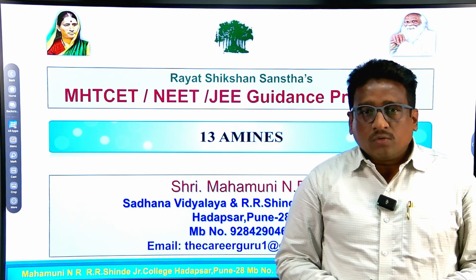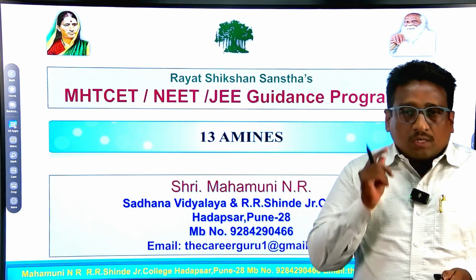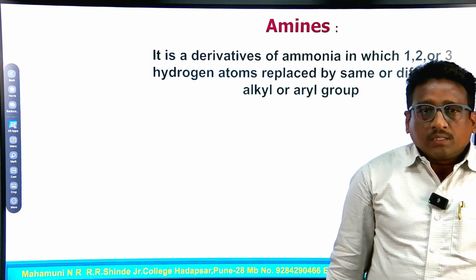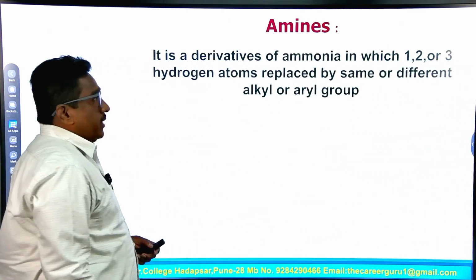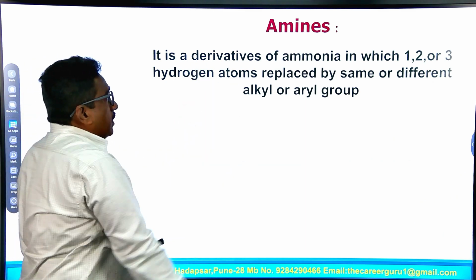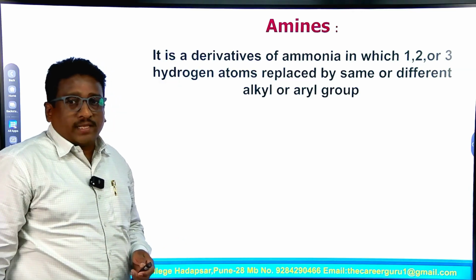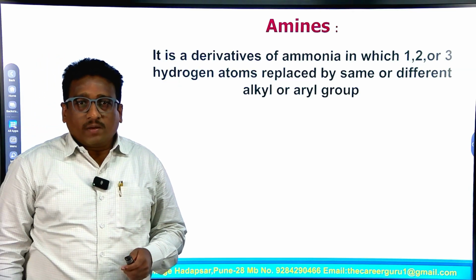So students, we have started the amine chapter of class 12. So amine is a derivative of ammonia in which 1, 2 or 3 hydrogen atoms of ammonia are replaced by same or different alkyl or aryl groups, and it is called amines.